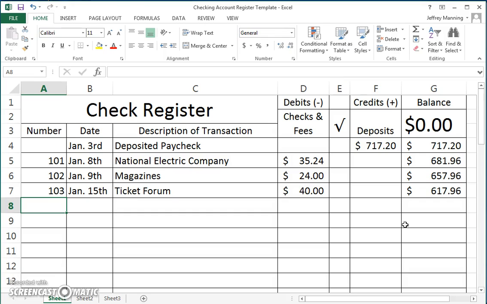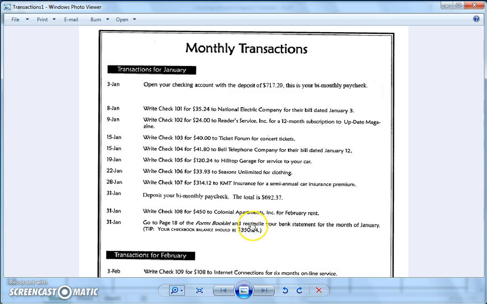Okay, I have a feeling you guys are getting the hang of this, so what I'd like for you to do is attempt to finish out the month of January. Quick little tip down here at the bottom. It tells you that your balance should be $350.24 on January 31st, the very last day of January. So when you get to January 31st, if your balance is anything other than $350.24, I'm going to need you to go back and take a look because I think you made a mistake. All right, good luck.